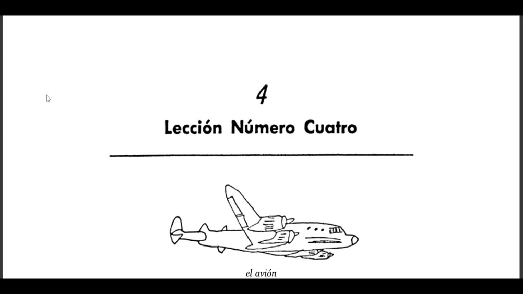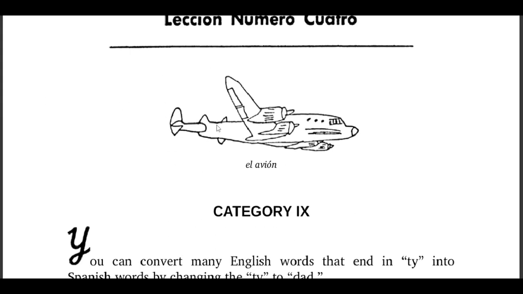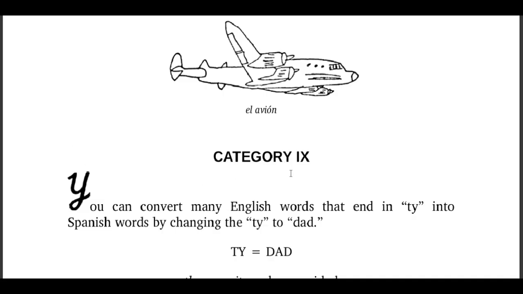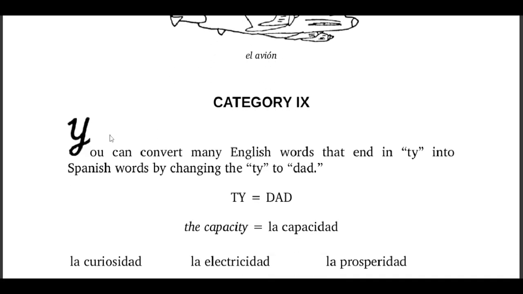Today we're on lesson number 4. Lección número 4. So we have a picture of an airplane over here, and in Spanish, the airplane is el avión. El avión. Wonderful. So we're moving on to category 9 of words.